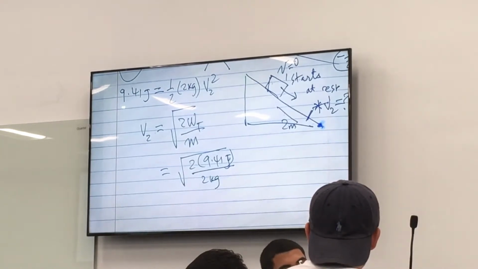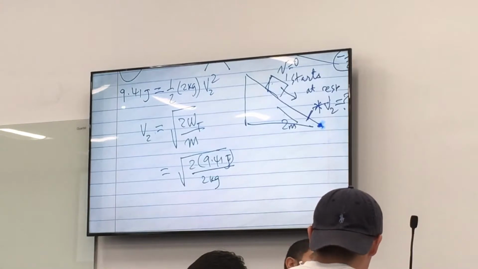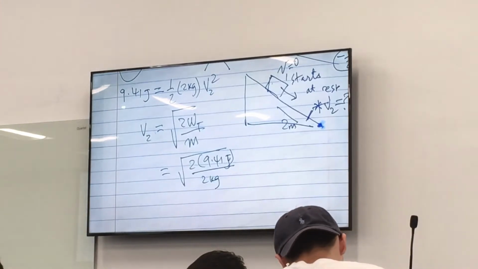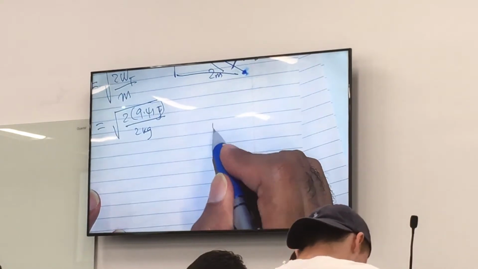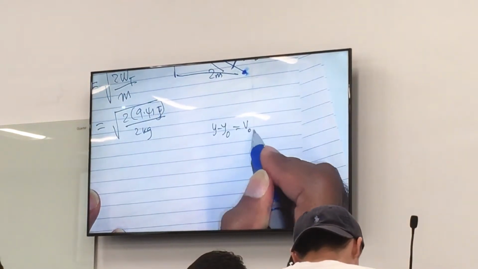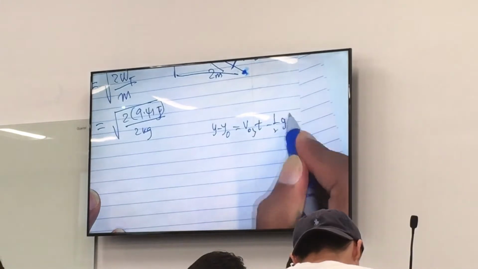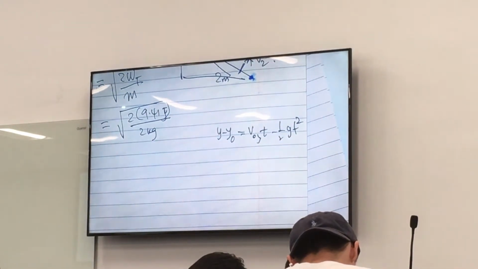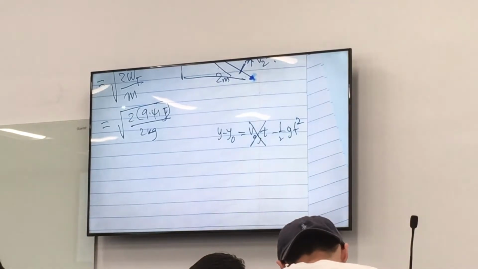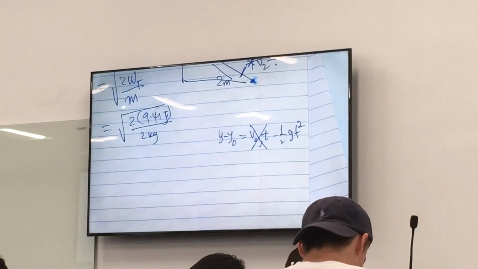Yeah, you can use chapter 2. Okay. Do you know the time? So you would use this equation, right? You would use y minus y0 equal to v0y t minus 1/2 g t squared. And because you just release it from rest, you don't need this term. So pretty much it's 1/2 g t squared. That's how you calculate the height. If you know the height and also the time, you can calculate the gravity.